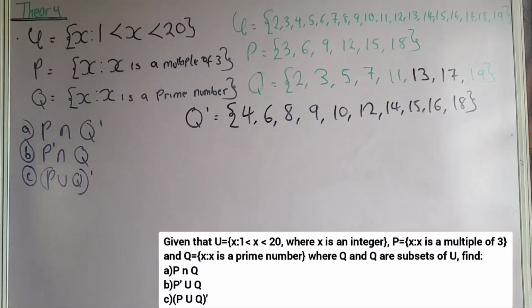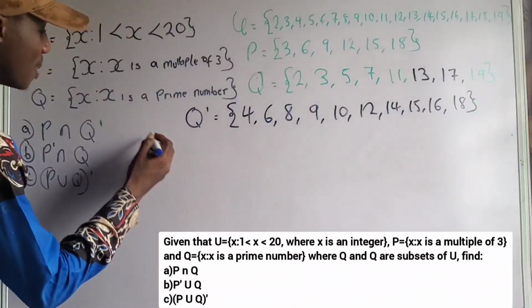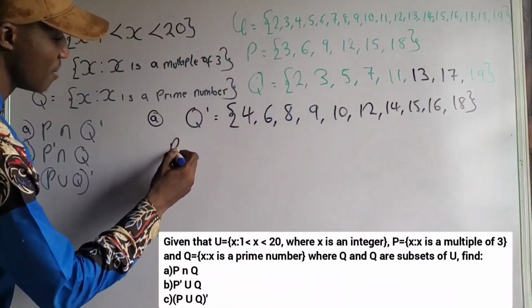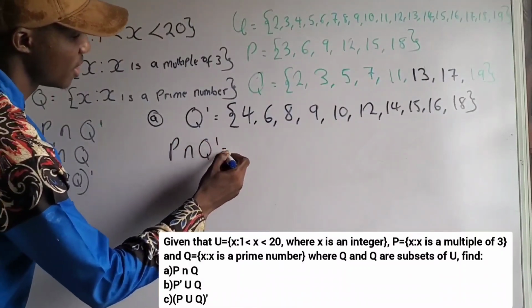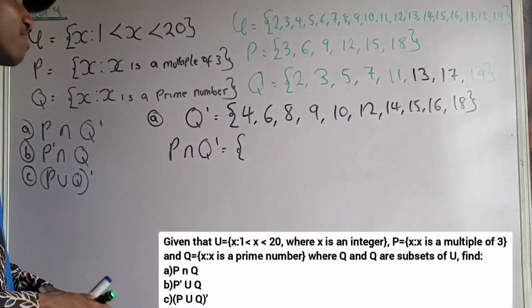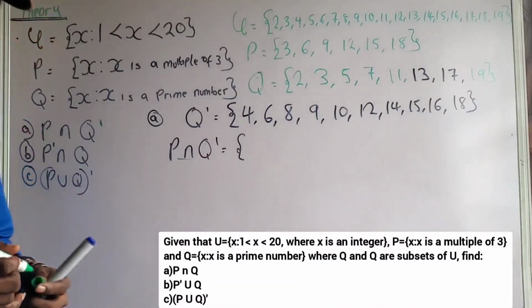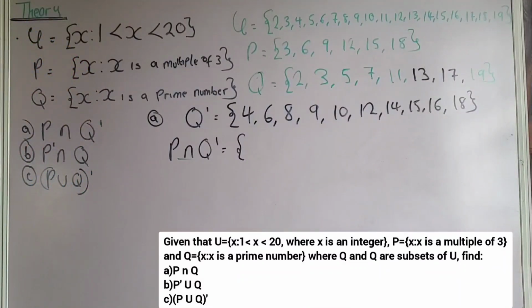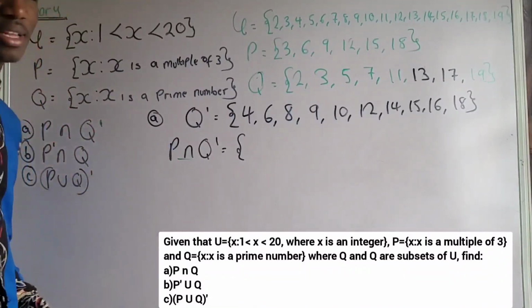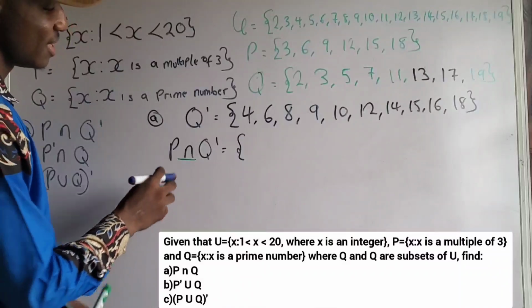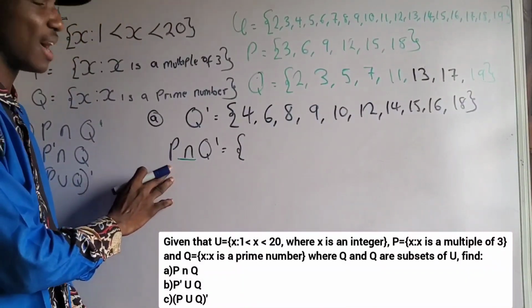Now, having gotten Q prime, we can now look for P intersection Q prime. Don't forget, I'm still on question A. Okay, P intersection Q prime. Do you know the meaning of intersection? Intersection simply means the elements that are common to both sets. Are you getting it? Intersection of a set means the elements that are common to both set P and set Q.